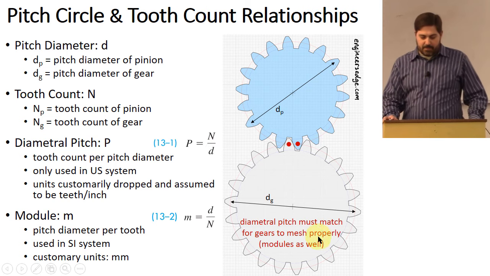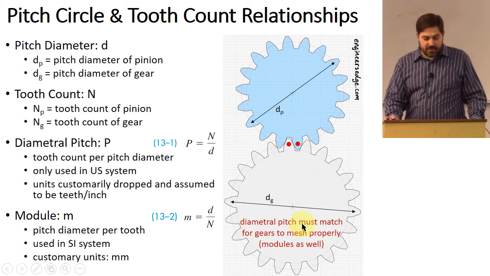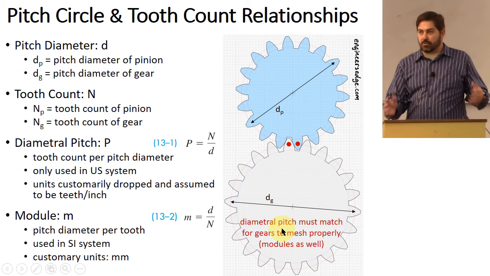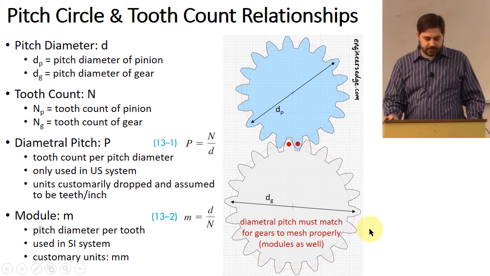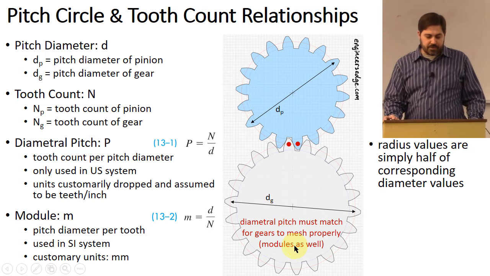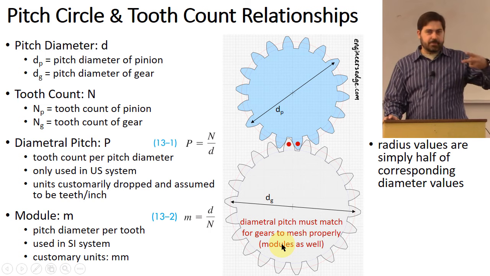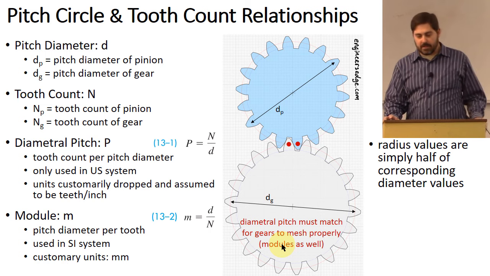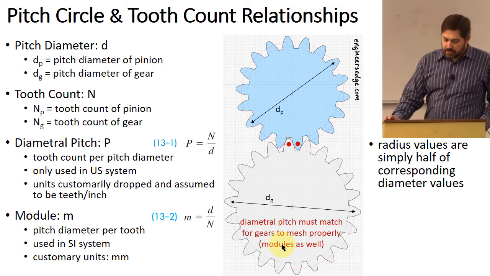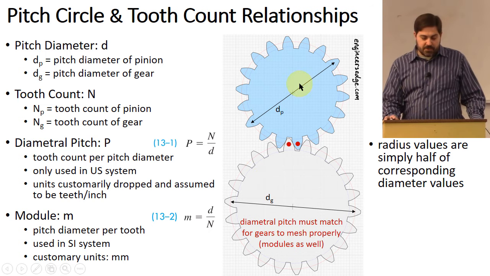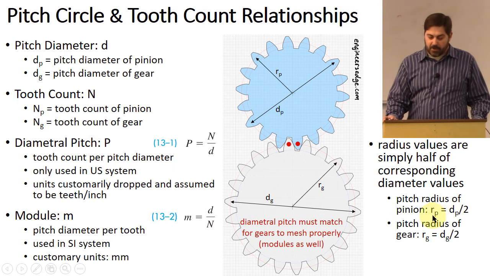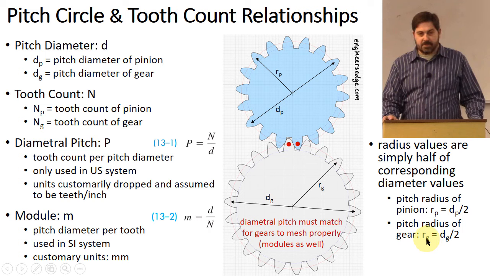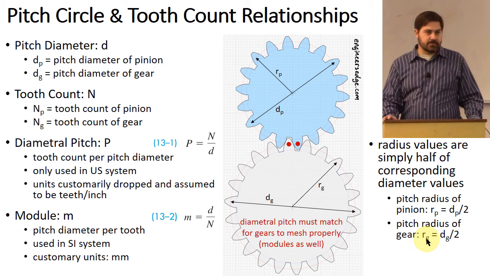I mentioned this a second ago, but you have to have the same diametral pitch between two gears for them to mate properly, or else you'll have different sized teeth and they won't go together. That's true for modules as well, because it's just the reciprocal of the same parameter. If we want radius values, we just divide the diameters by 2. So when I talk about r sub p or r sub g, I'm just taking half of the diameter of the pitch circles.